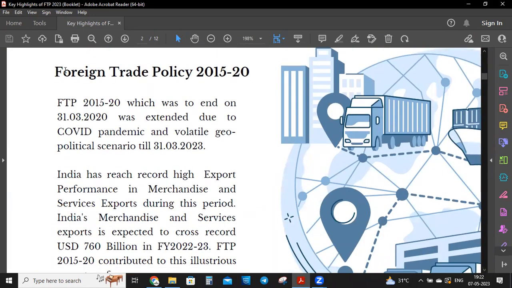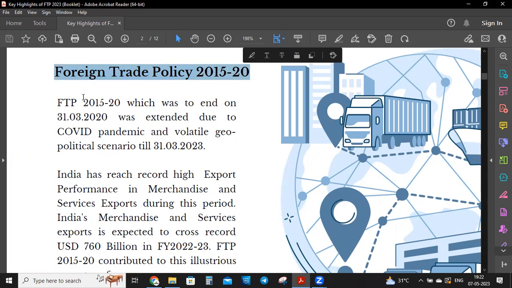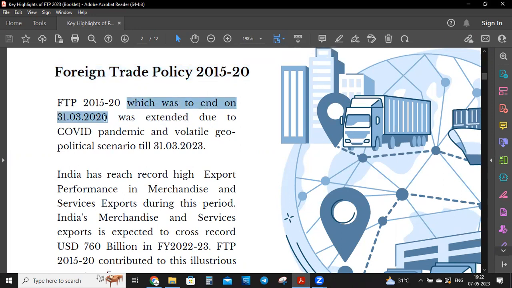The foreign trade policy 2015 to 20, which was to end on 31st March 2020, was extended due to the COVID pandemic and volatile geopolitical scenario till 31st March 2023. So friends, this question can also be asked: what is the extension date of foreign trade policy? The policy which was already in force, its validity was till 31st March 2020, but due to COVID they extended the date till 31st March 2023.